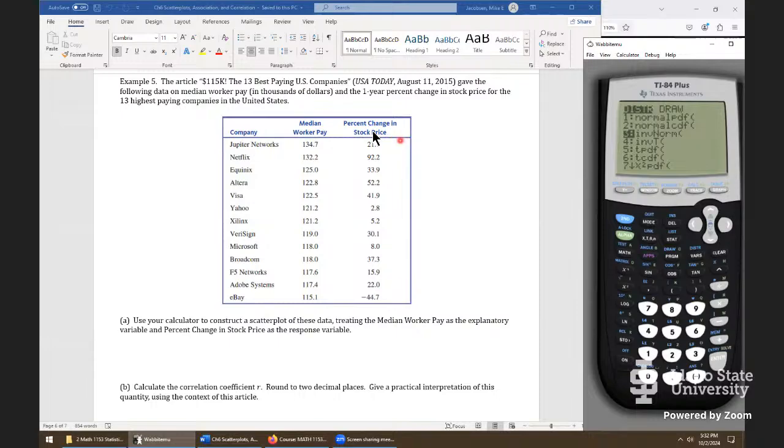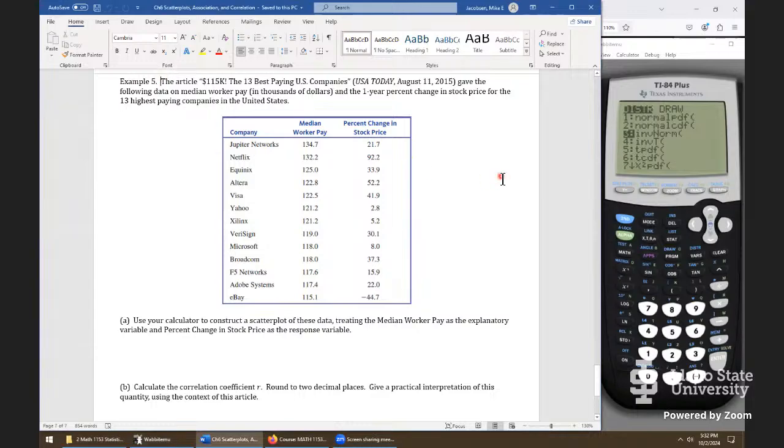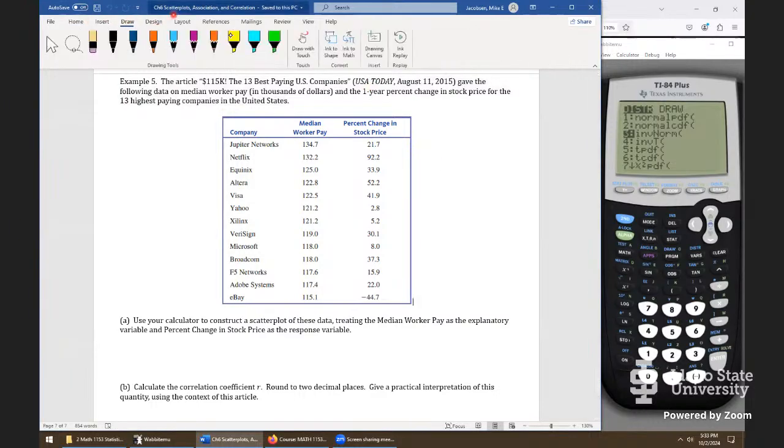So that'll be kind of interesting in a way. The write-up of the problem goes off to say, the article 115K, the best 13 paying US companies. This was USA Today, 2015, so it's already almost 10 years out of date. But anyways, it gave the following data on median worker pay in thousands of dollars and the 1 year percent change in stock price for the 13 highest paying companies in the United States. And so maybe the thought is the more the median worker is getting paid at the job, maybe that's going to translate into higher job satisfaction, better performance, and the whole company may do better. Who knows? But that's the question that they're trying to answer here.